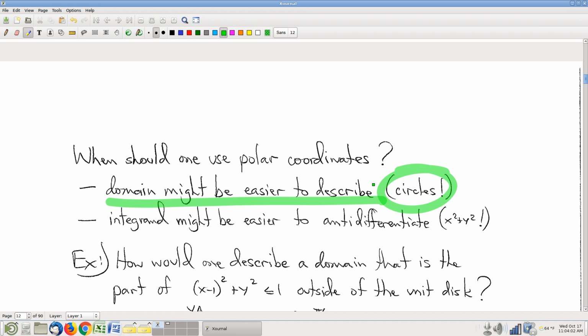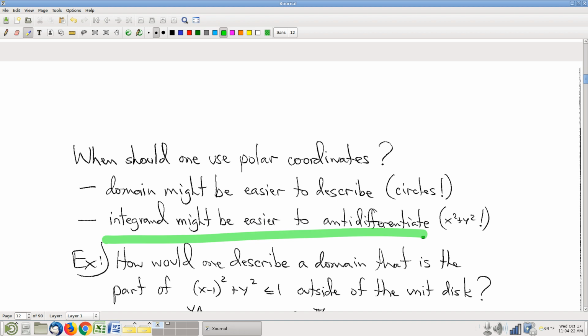You have to solve for one variable in terms of the other, and you get square roots. You get square roots in your inner bounds, which means you have square roots in your integrand for your outer integral. Hard integrals, bad. So circles tend to be easier in polar coordinates. Be on the lookout for circles in your domain. Sometimes the integrand might be a little bit easier too. So x squared plus y squared, not that it's that bad, but that's one less term. It's r squared in polar coordinates.